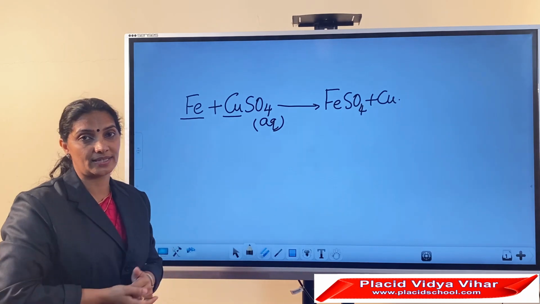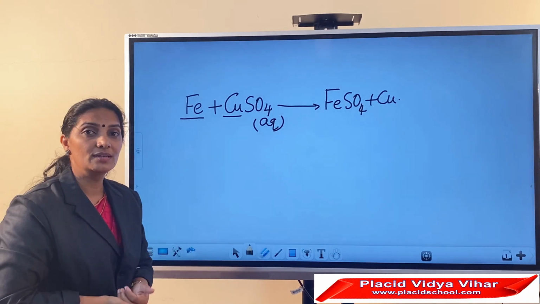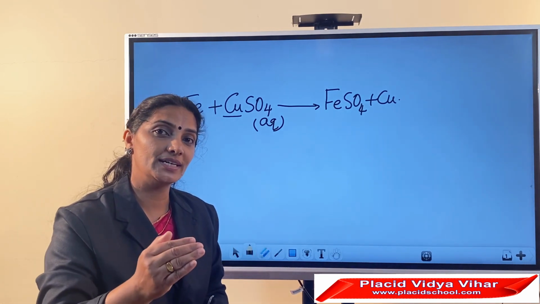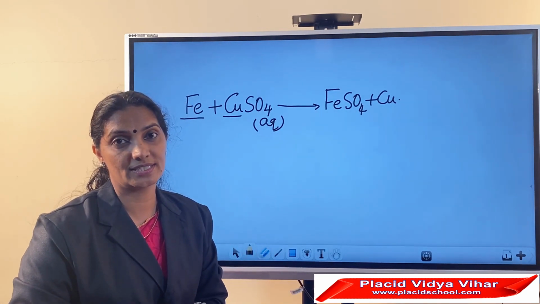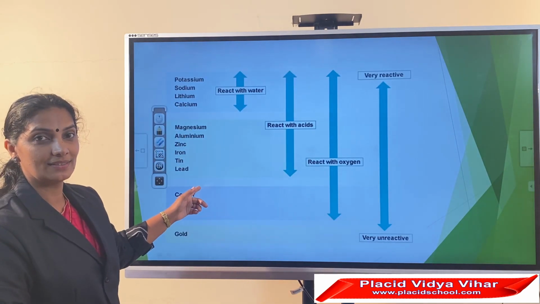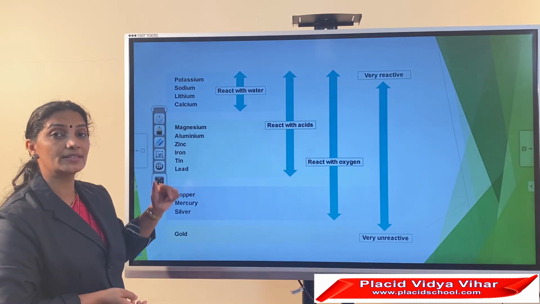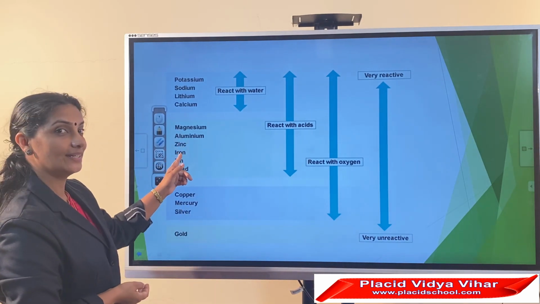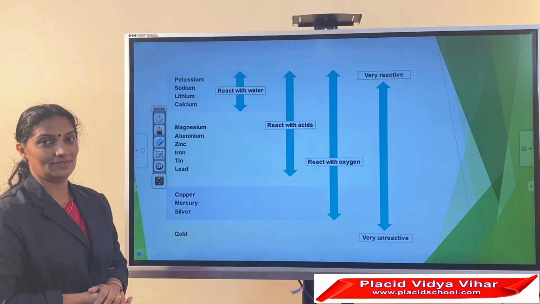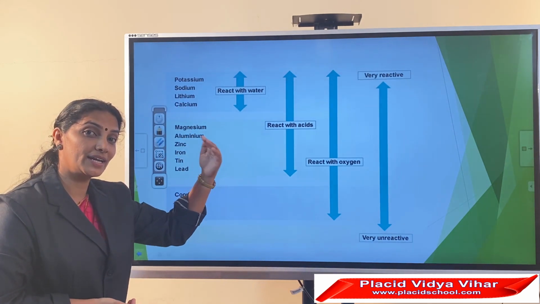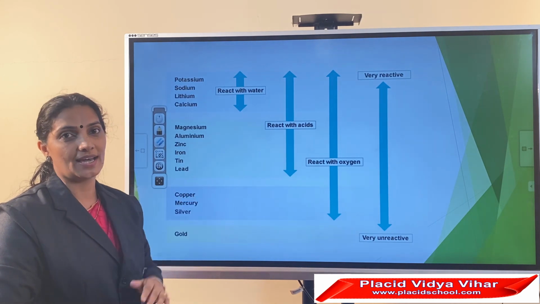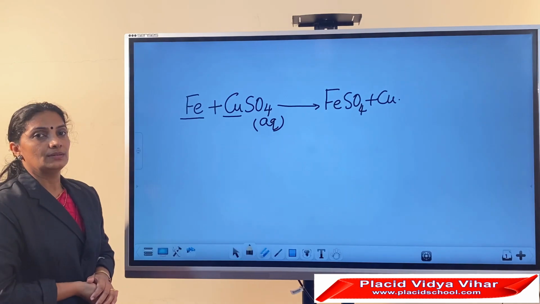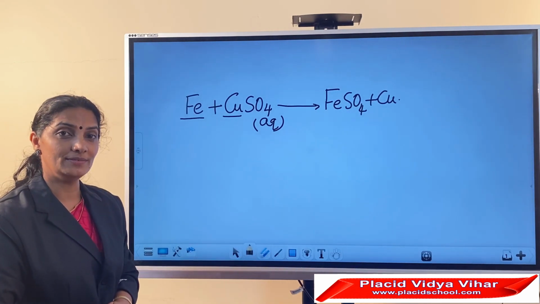If we compare their reactivity, which one will be more reactive? Do you know which is more reactive? For that we have to go back to our reactivity series. See the series? Where are iron and copper located in the series? Who is up in the series? Iron, tin, lead, copper. Who is up in the series, iron or copper? Yes, it is iron. That means iron is more reactive than copper. Iron is more reactive than copper.